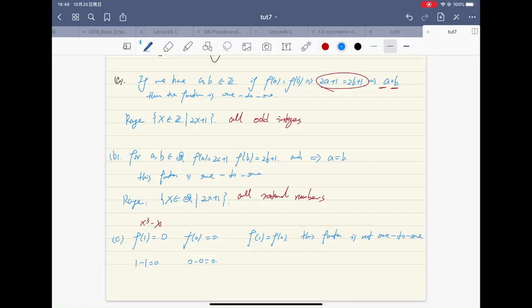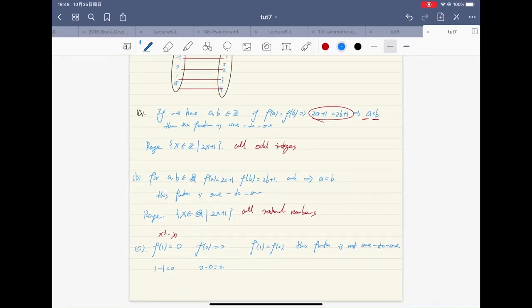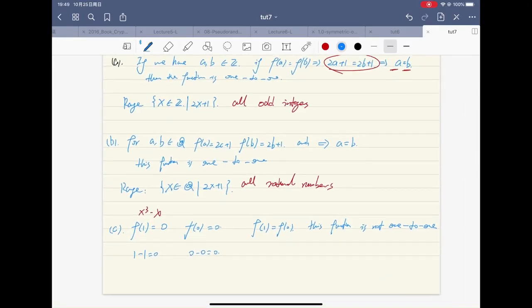Right? Because if the function is one-to-one, we have no two different elements in the domain with the same element in the range. But in this case, we have f(1) equals f(0). So f(a) equals f(b), but a does not equal b, yet f(a) equals f(b). Yep. So the function is not a one-to-one function.